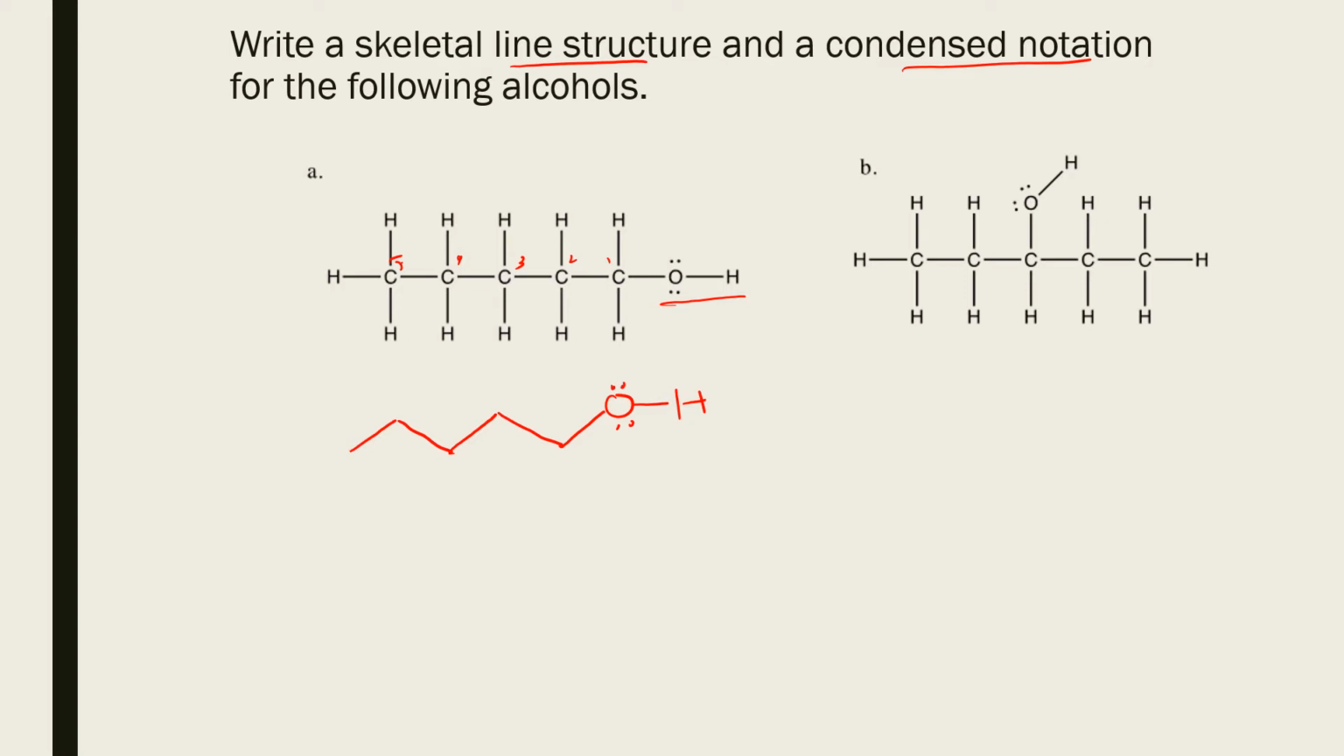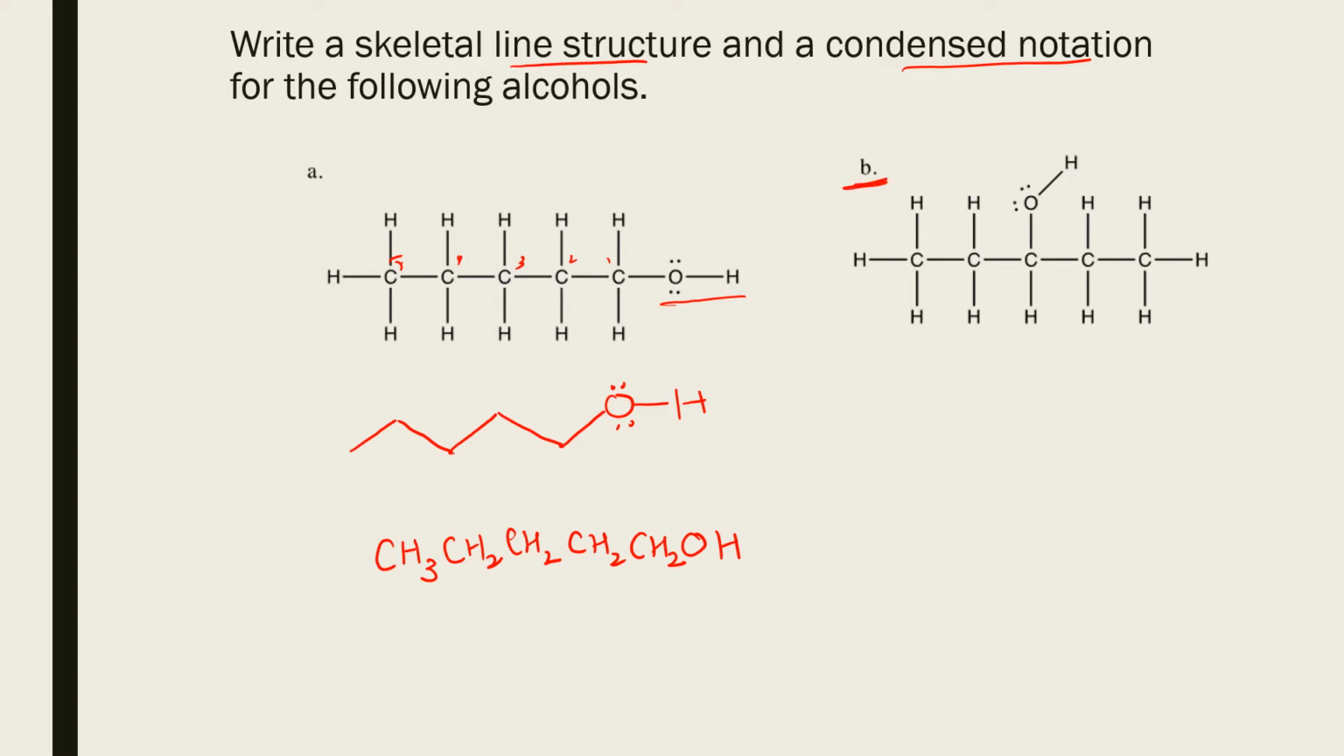So this would be the line structure, and the condensed notation for this would be, in condensed notation we do not show the bonds, but we do show all carbons and hydrogens. So this would be CH3, CH2, CH2, CH2, CH2, and OH.